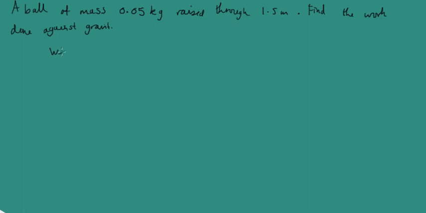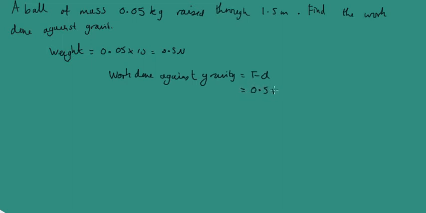So the weight is going to be 0.05 times 10, which is 0.5. So the work done against gravity is going to be force times distance, which is 0.5 times minus 1.5, which is equal to minus 0.75 joules, because it's going against the gravity.